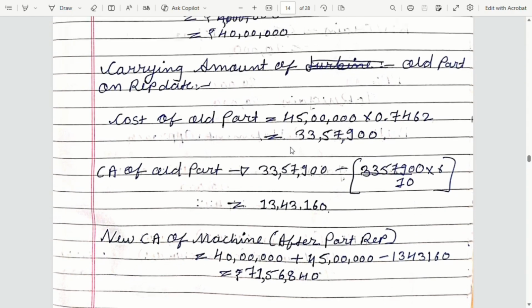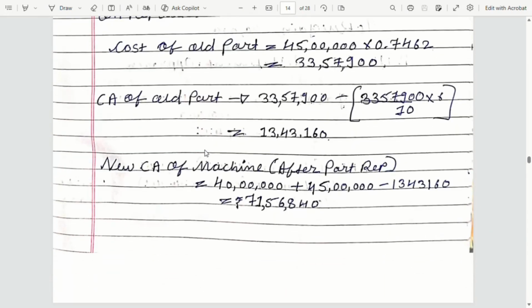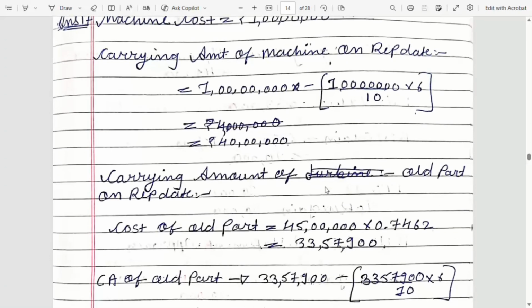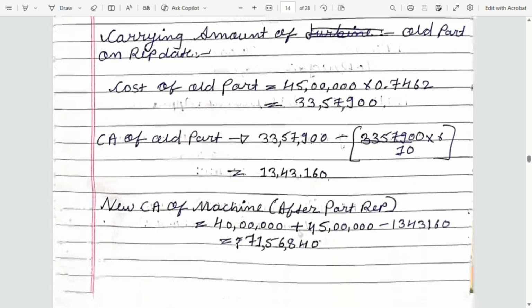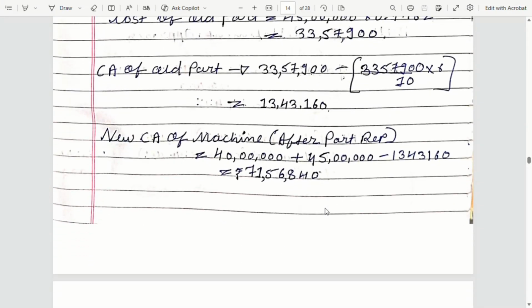Now what will be the new carrying value of the machine? First is the 40 lakhs, which is the carrying amount of other parts, plus this is our original carrying value at the 6th year end. So we take this carrying value, then we add the new component asset का value, which is 45 lakh. जो हमने new turbine लिया है उसका cost we add, and then we reduce the old turbine cost which we have calculated above. Then we get the new carrying value of the machine.